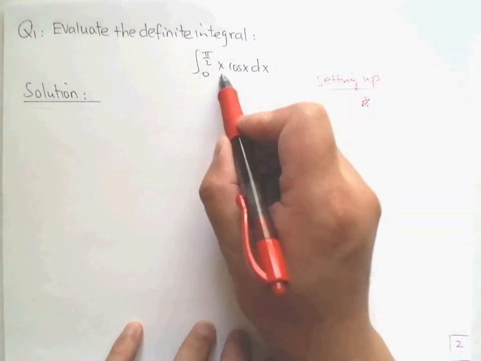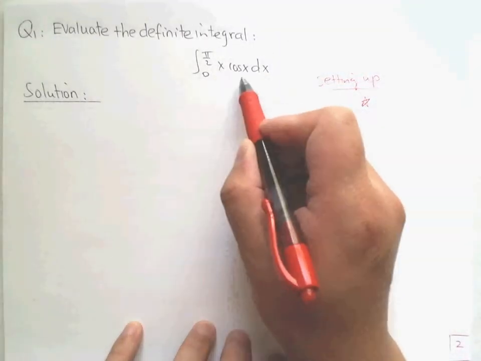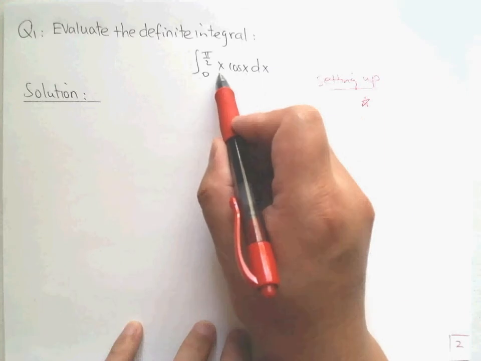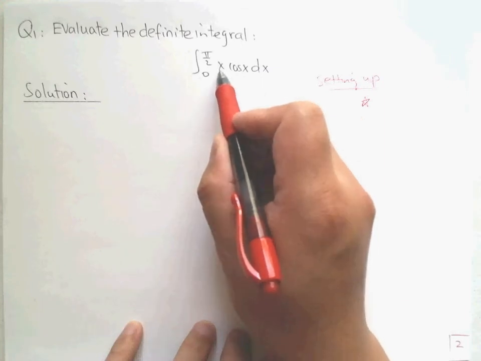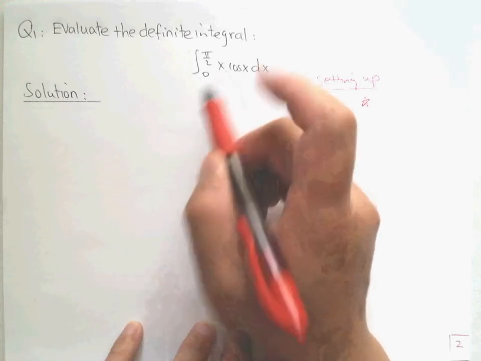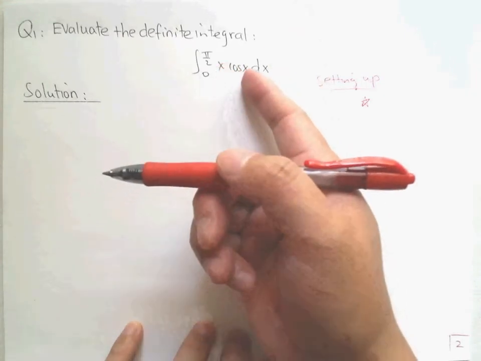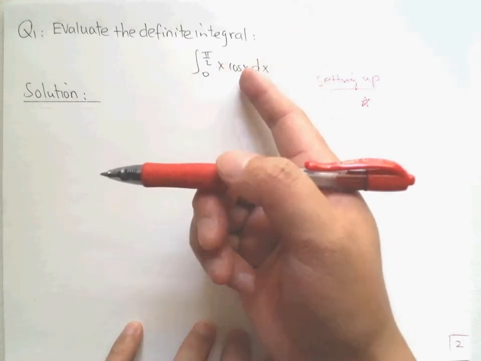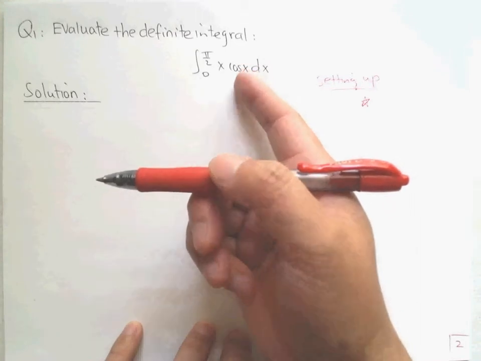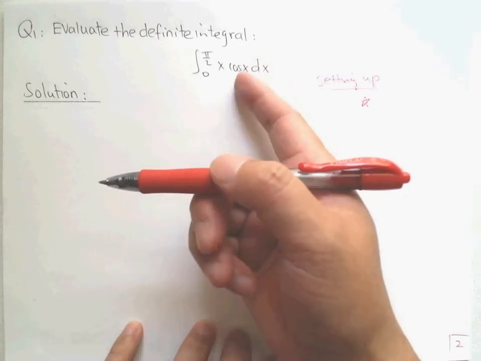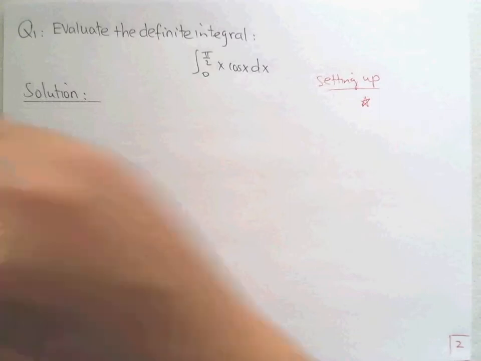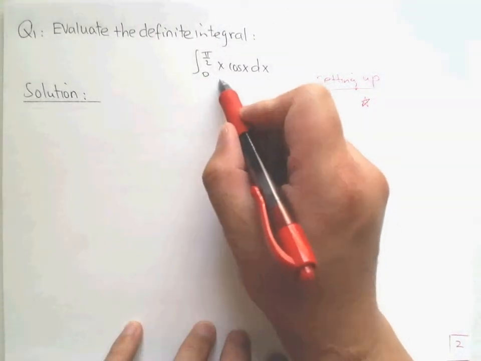You can set u equals x or u equals cosine x. We're going to set u equals x. Why? Because the derivative of x equals 1, and 1 is simpler than this. If I set u equals cosine, the derivative of cosine equals sine. We cannot say sine is simpler than cosine, right? No, they are the same. So probably you can try it by yourself.